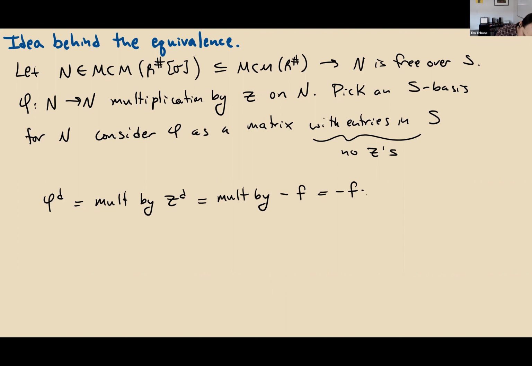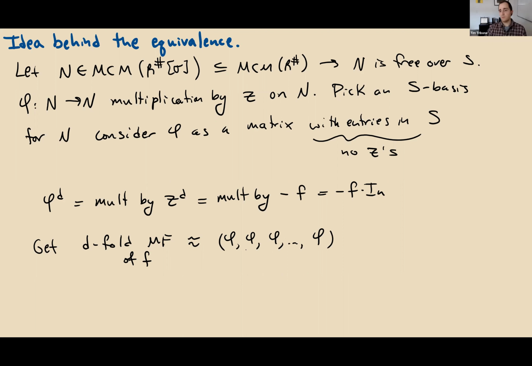So this is negative F times an identity matrix. Okay, and so you have this pesky minus sign lying around, but you can deal with that one way or another. The point is that from N, you're getting a D-fold matrix factorization of F, approximately of the form phi, phi, phi, phi, D times, just concatenated with itself D times. And like I said, you do need to do something about this minus sign, but once you do, this is essentially how the functor goes.